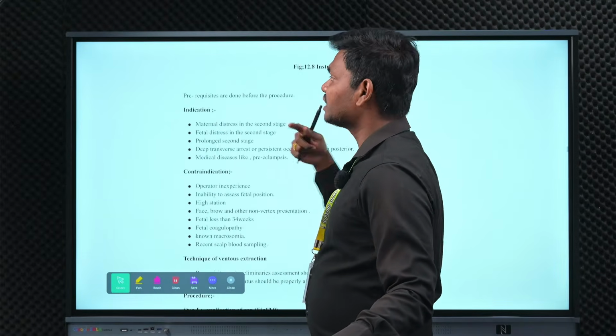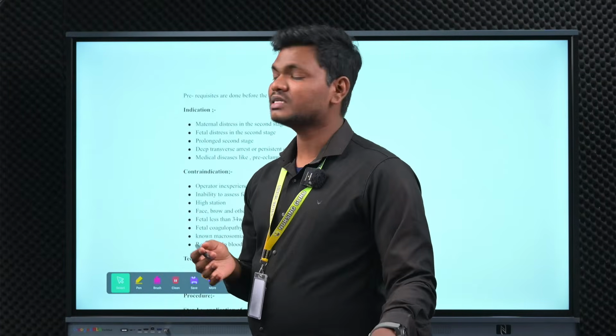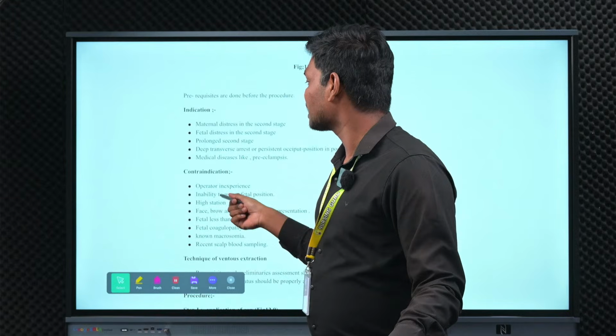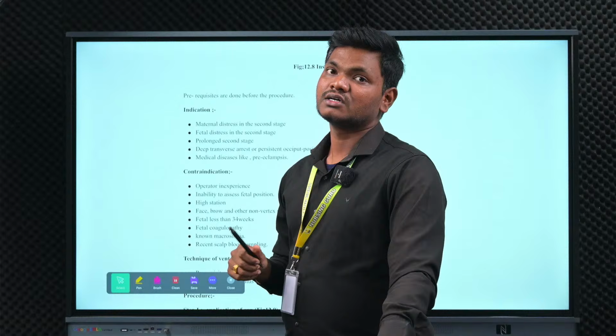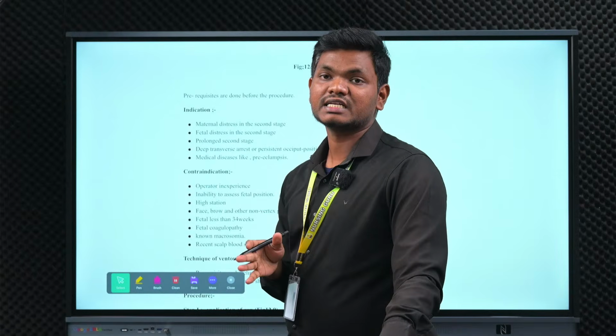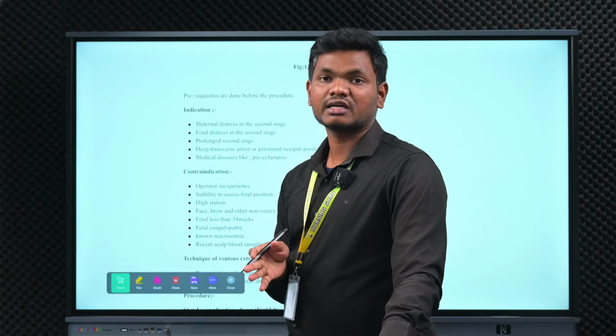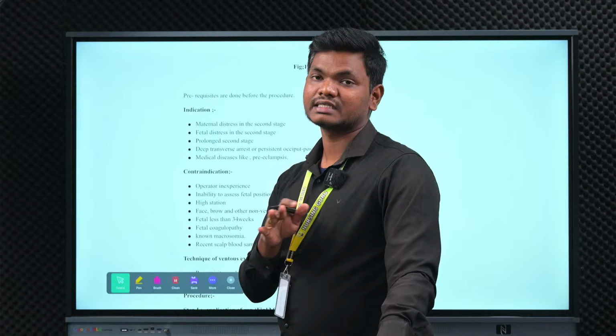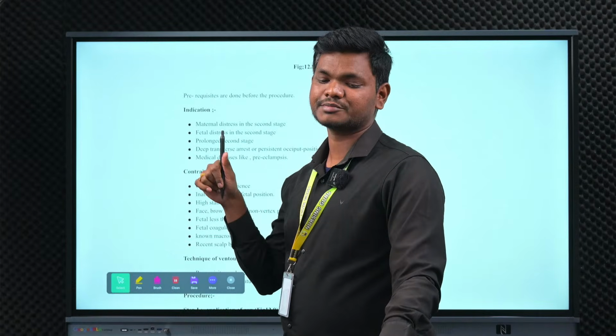So again, prerequisites should be checked like for forceps. Each one should be checked before applying the vacuum also. When all are fulfilled, then we can start the procedure. So again, here are the indications and contraindications. The indication of this procedure is maternal distress, especially in the second stage. As I told, with obstructed or prolonged labor, we can apply either forceps or vacuum.